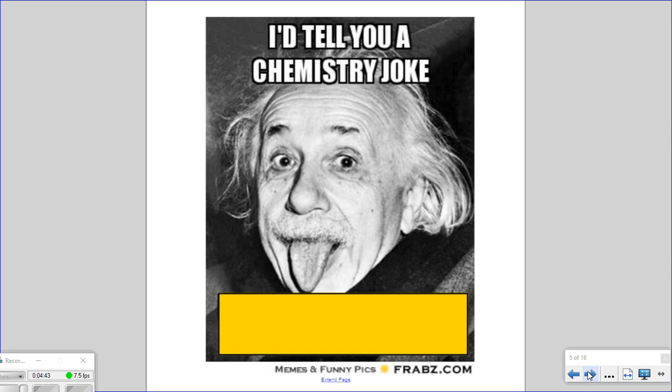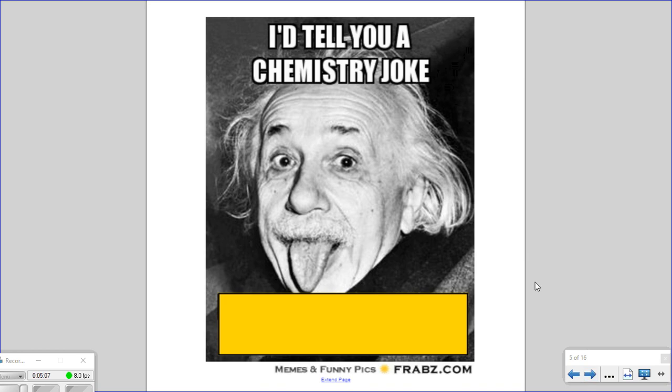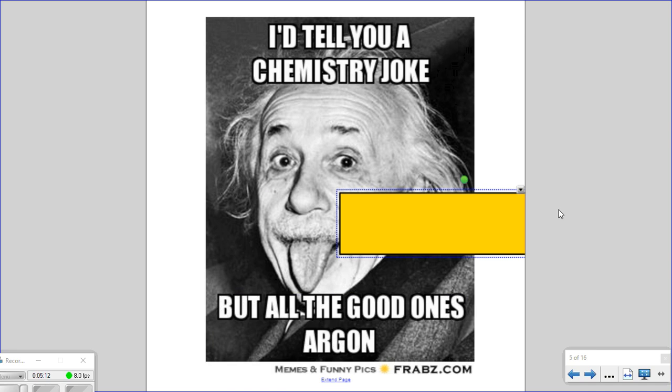Once you start learning about the periodic table, it's very good for being able to make some jokes. You have various elements on here, like hydrogen, lithium, beryllium, boron, oxygen, argon, neon, helium. And if you're creative enough, you can start to use some jokes with these. I'd like to tell you a chemistry joke, but all the good ones are gone. Argon is an element on the periodic table.